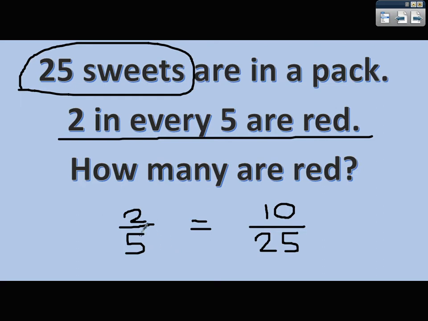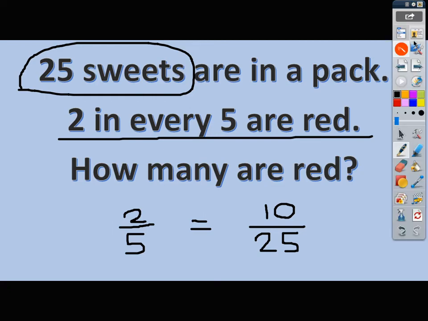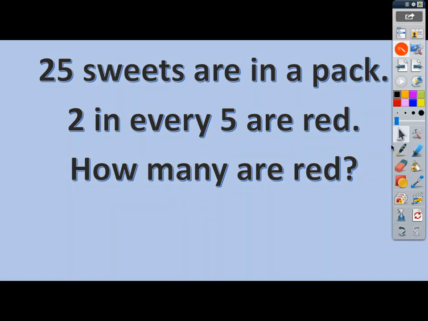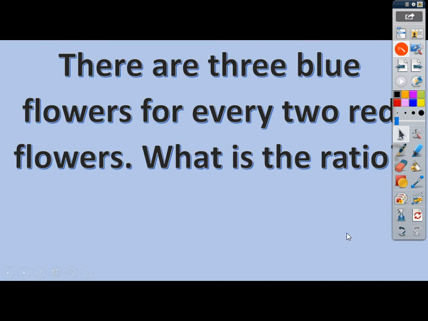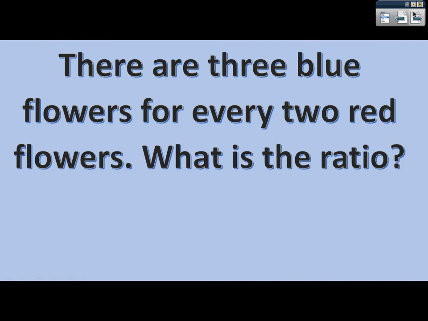So if you only had 5 sweets, you'd have 2 red ones. But if you have 25 sweets, you've got a lot more red ones. You've got 10 red sweets. Those are proportion problems. Those problems are a bit more difficult than what we did at the start when we counted all the circles and things. But that's basically proportion for you. We're moving on to ratio next. This is totally different now. We're on ratio instead of proportion, okay? And ratio is a different thing.